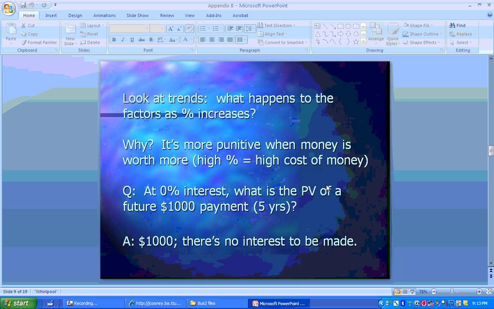Okay, back to this lecture here. When you look at your tables, you'll need to be looking at your Table B1 in the back of your book on page B10. The present value of $1. I want to talk about a few things here.